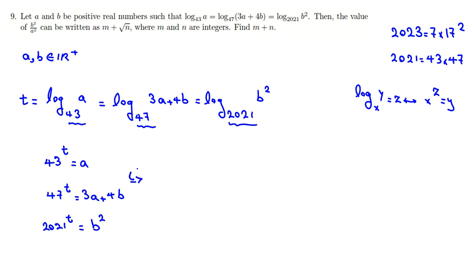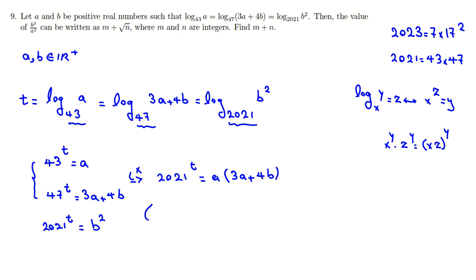If you multiply these two things, 43 to the power of t and 47 to the power of t, let me tell you a rule. If you have x to the y times z to the y, you can say it is xz to the power of y, especially if x and z are positive. So when you multiply, the left hand side will be 43 times 47, which is 2021, to the power of t, equal to A times (3A plus 4B). I am considering only these two equations. That is the only thing I've done.